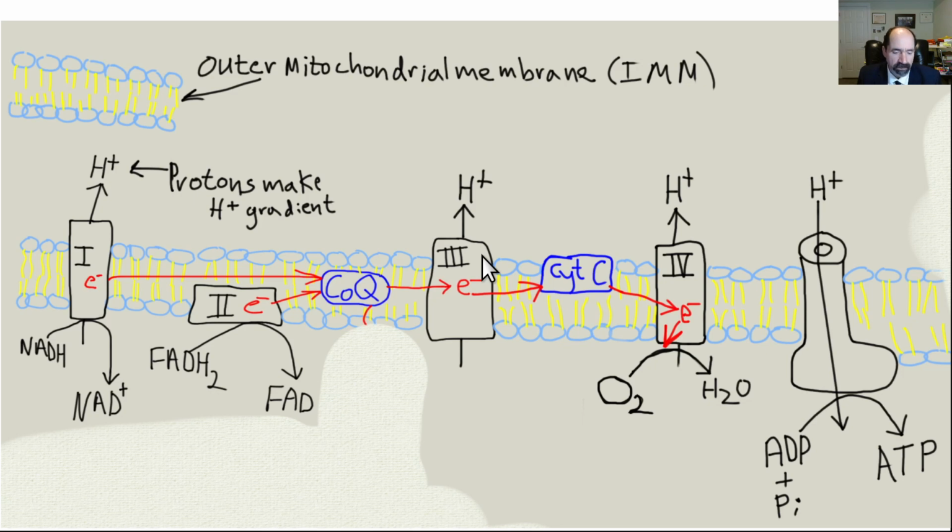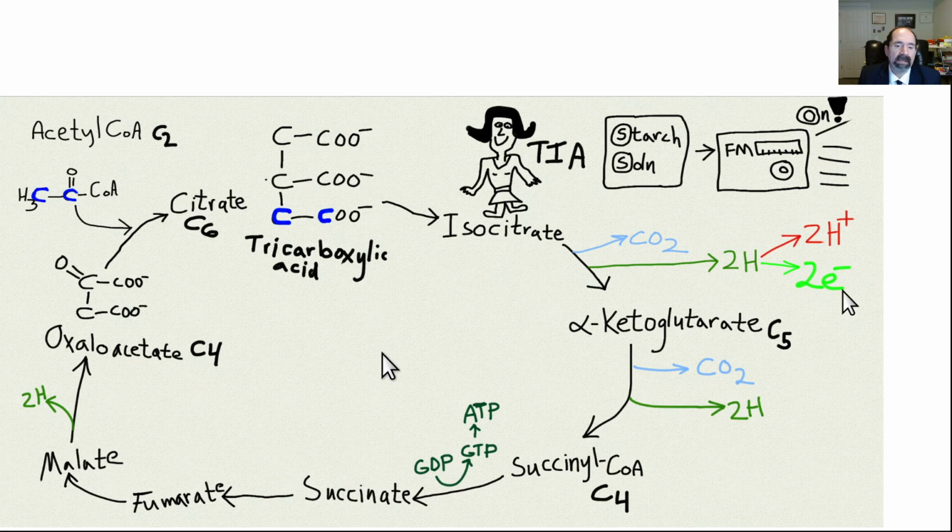All right, oops. Just want to show you a little bit about how I would memorize Krebs cycle. We talked about acetyl-CoA coming in, the C2 molecule, meaning 2 carbons. It's going to combine with a C4 molecule, 4 carbons, called oxaloacetate, and it'll form citrate.